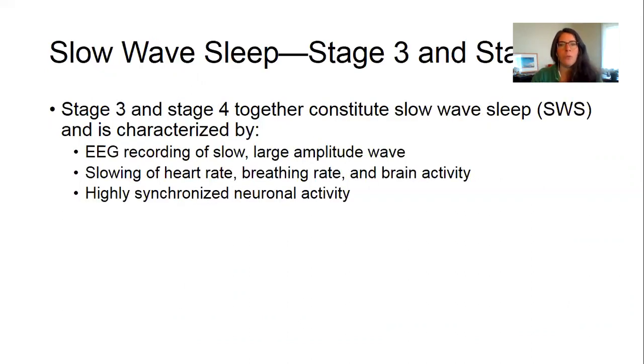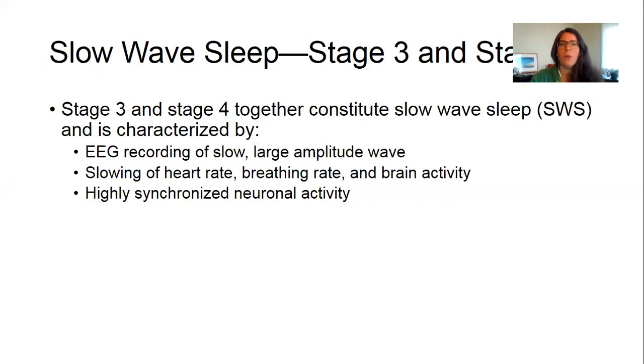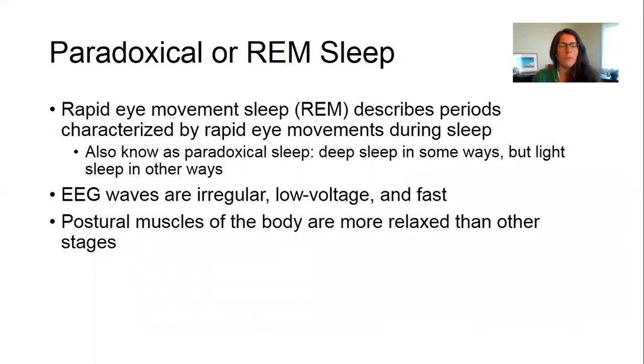As time goes on, we move into what's called slow wave or deep sleep. Stage 3 and 4 together constitute the slow wave sleep. And the EEG shows slow, larger amplitude waves and highly synchronized neuronal activity. It's thought that in this slow wave deep sleep is when restorative functions are happening.